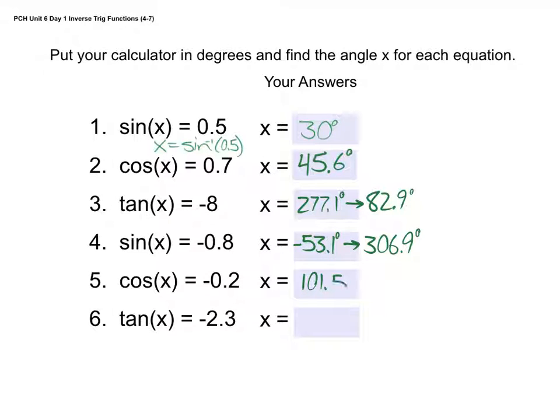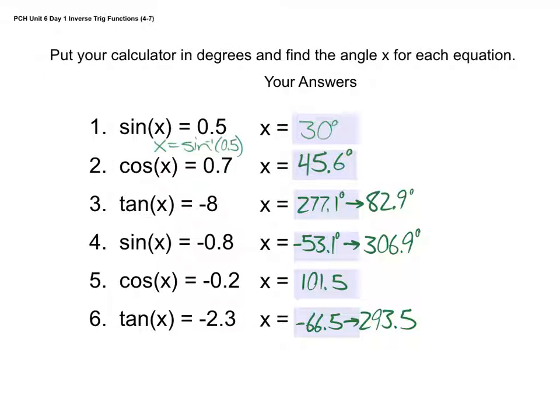101.5? Yep. Okay. And if tangent is a negative 2.3, 293.5. Originally negative 66.5. Nice.